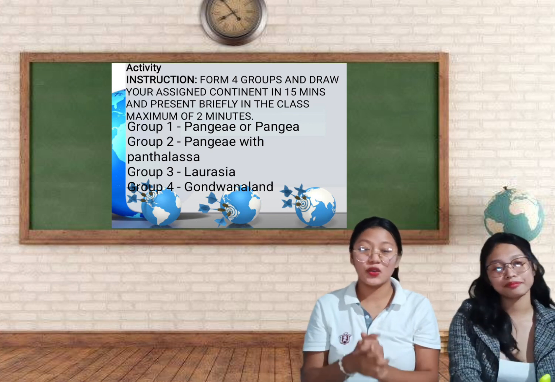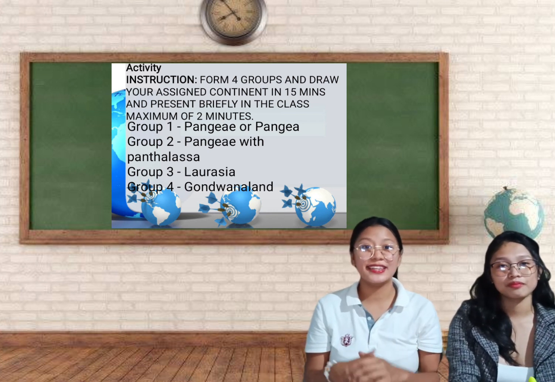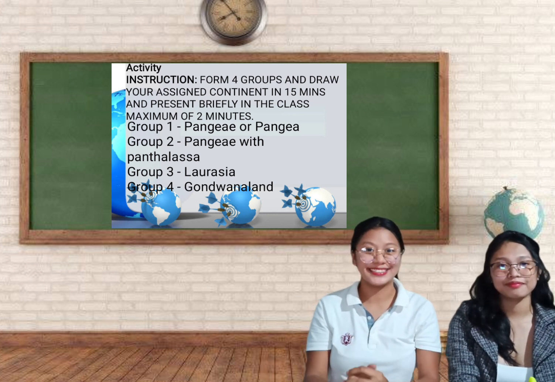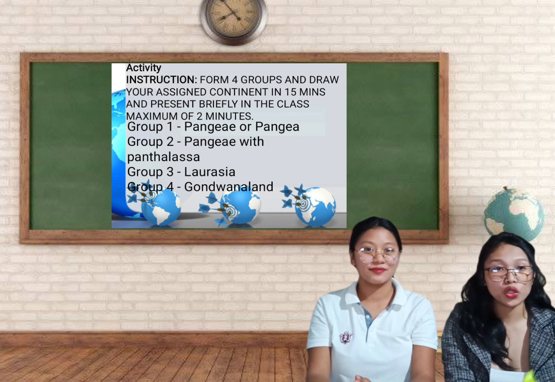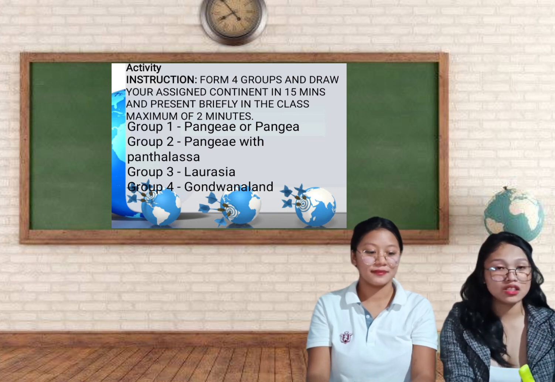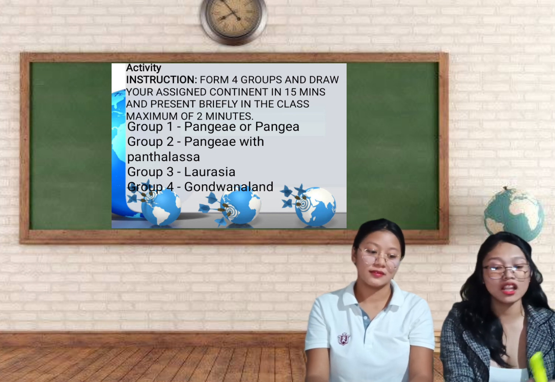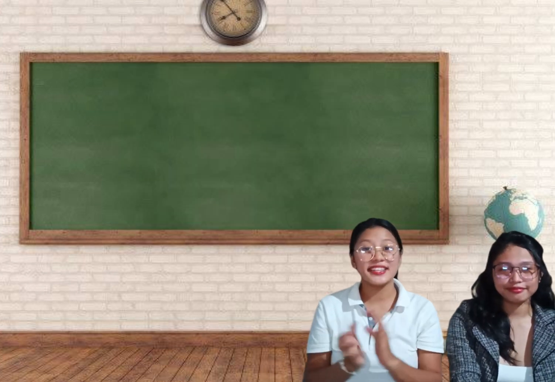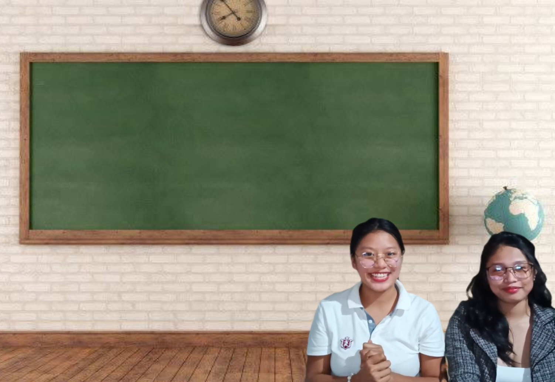Then group 2 will draw the Pangaea with the Panthalassa. Then group 3 will draw the Laurasia. And the last group, group 4, will draw the Gondwanaland. Please listen carefully, class. This will be your task for today. Again, group 1, you're going to draw Pangaea. Group 2, Pangaea with Panthalassa. Group 3, Laurasia. And group 4, Gondwanaland. Is the instruction clear to you, class? Okay, very good. That's right.